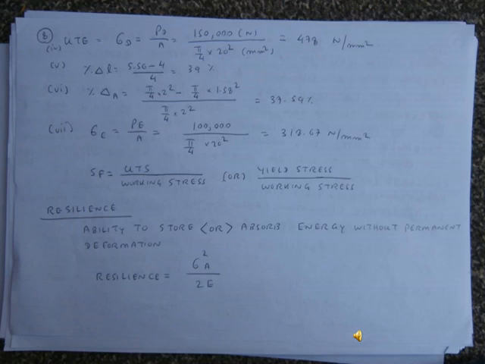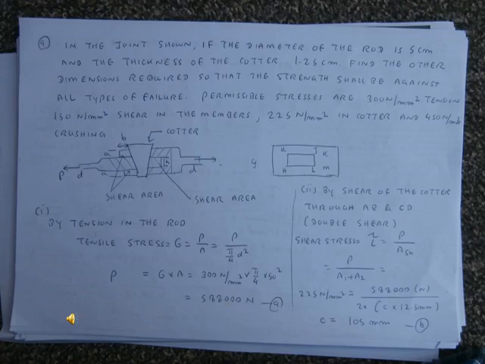So the problem is given. In the joint shown, if the diameter of the rod is 5 centimeters and the thickness of the quarter is 1.25 centimeters, find the other dimensions required so that the strength shall be safe against all types of failure. Permissible stresses are 300 Newton per millimeter square in tension, 150 Newton per millimeter square in shear in the members, 225 Newton per millimeter square in the quarter, and 450 Newton per millimeter square in crushing.